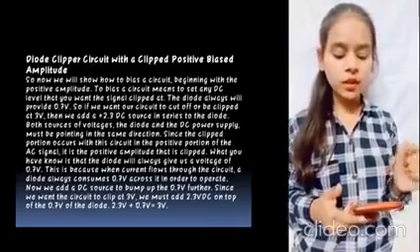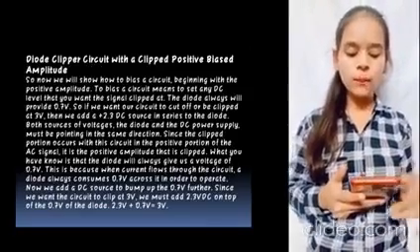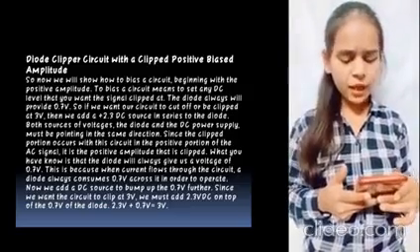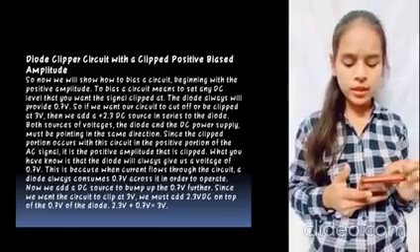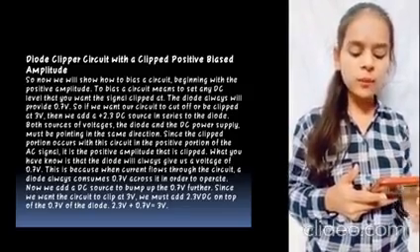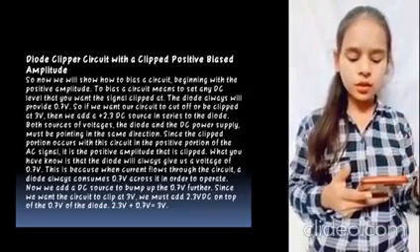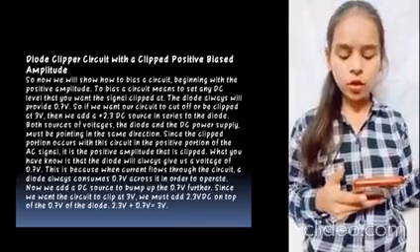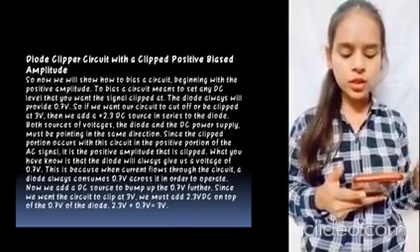Diode clipper circuit with the clipping bias and amplitude. So now we will show how to bias a circuit. Beginning with the positive amplitude, to bias a circuit means to set any DC level that you want for the signal clipping. The diode always provides 0.7 V. So if we want the circuit to clip at 3 V, then we add a plus 2.3 V DC source in series with the diode.